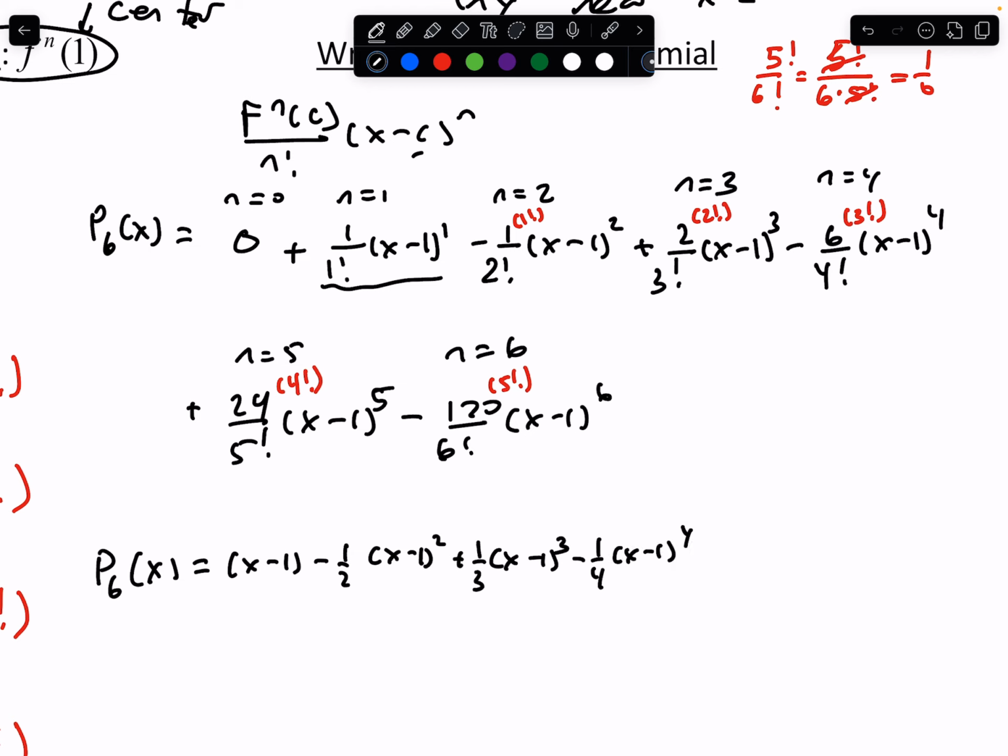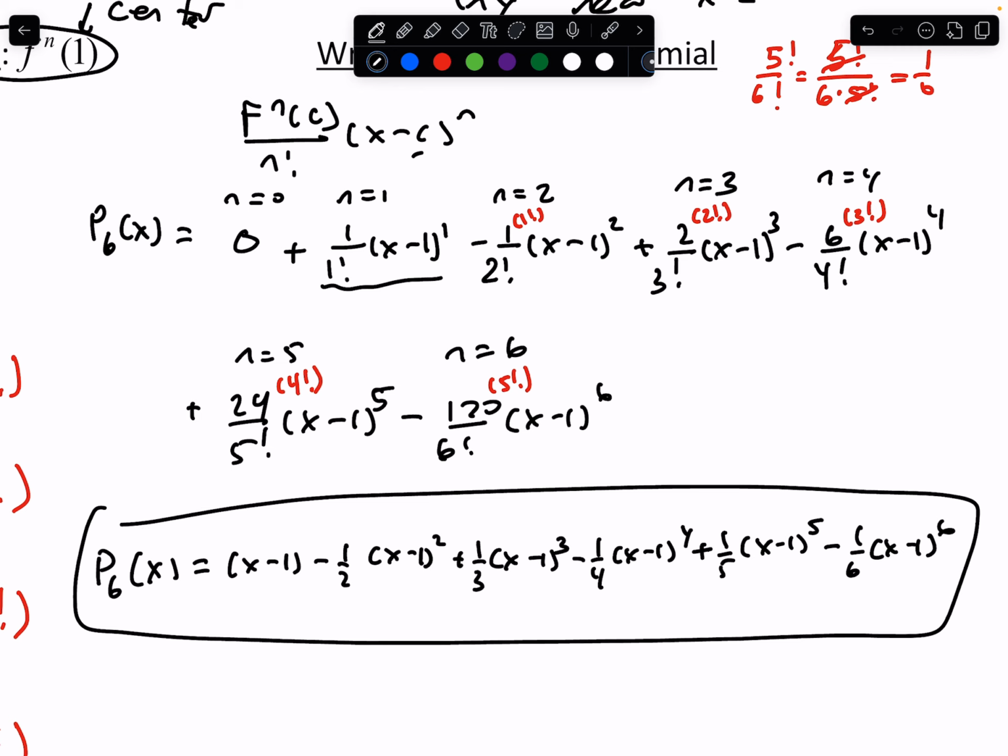And you might be thinking, there's a pattern. Absolutely. 2, 2, 3, 3, 4, 4, and the signs are alternating. So we get plus, and again, this is 4 factorial over 5 factorial, 1/5 x minus 1 to the fifth. Minus, and the last one now is 5 factorial over 6 factorial, which is just 1/6, 1/6 x minus 1 to the 6th. And that would be our reduced polynomial.